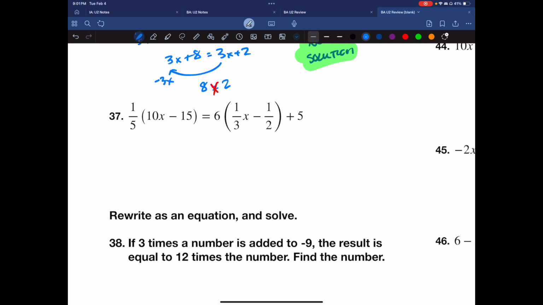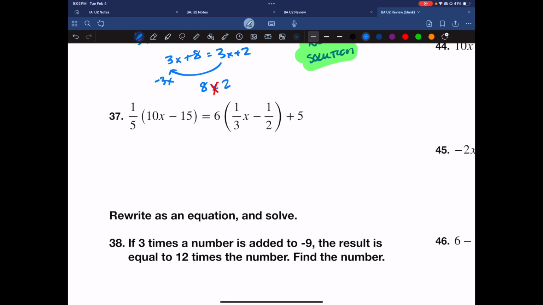I'm not trying to get rid of my fractions right now, because if you look inside the parentheses, I can take a fifth of 10. I can take a fifth of 15. I can take 6 and multiply it by 1/3 and get a whole number. I can take 6 and multiply it by a half and get a whole number.